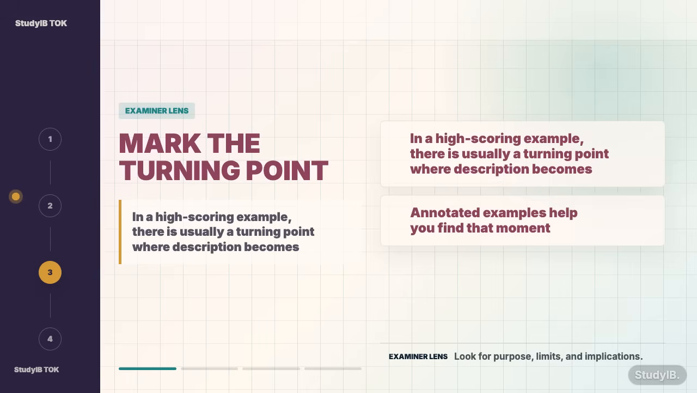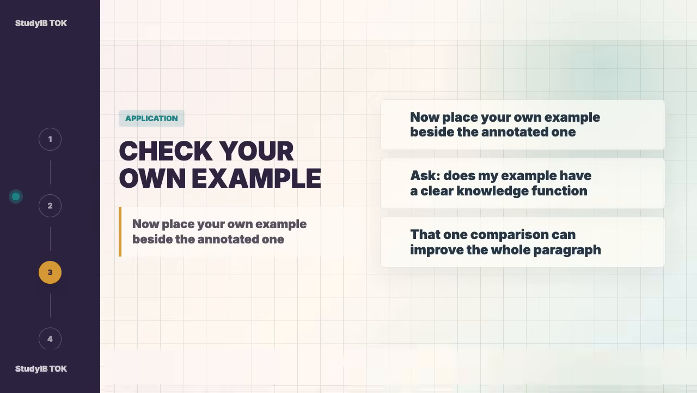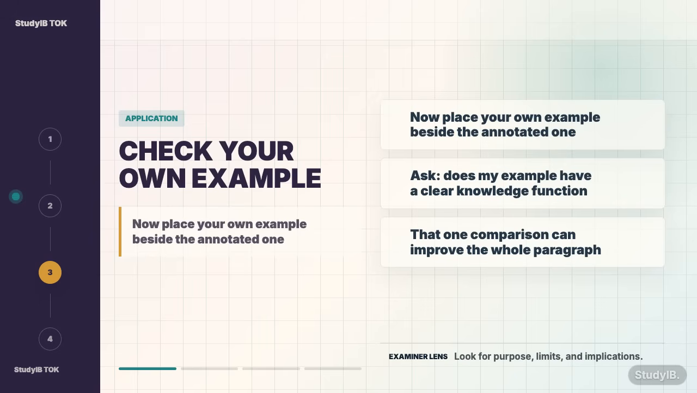In a high-scoring example, there is usually a turning point where description becomes analysis. Annotated examples help you find that moment, so you can create the same kind of turn in your own essay. Now, place your own example beside the annotated one. Ask, does my example have a clear knowledge function, or is it just an interesting event? That one comparison can improve the whole paragraph.